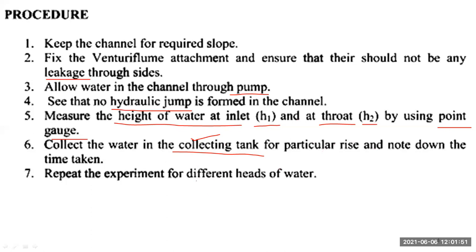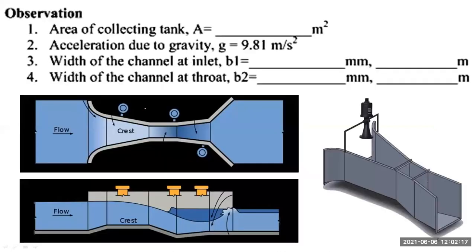Next, you have to vary the head, so you increase the discharge and repeat the procedure. You select new H1 and H2 readings for the second trial, and similarly for the second trial you note down the time and do the calculation. So this is the step-by-step procedure. Next, let us see the observation and calculation.